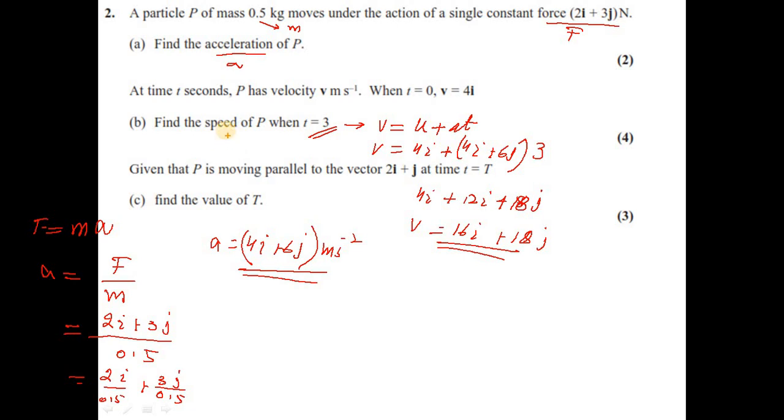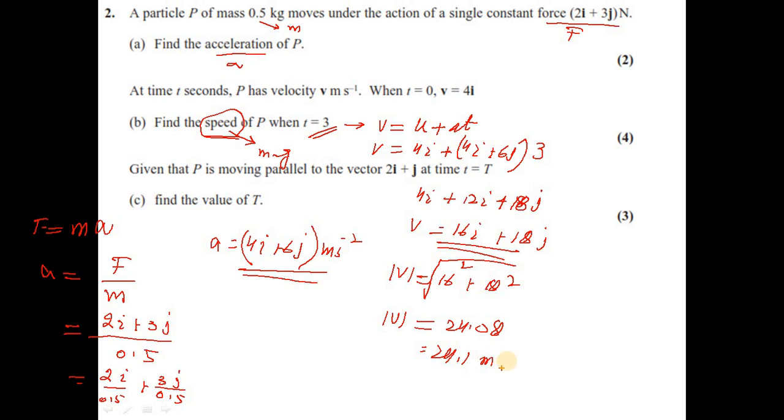But they are not asking to find the velocity, they are asking you to find the speed, and speed is the magnitude of velocity. So the speed is the magnitude, that means the square root of 16 squared plus 18 squared. So speed will be equal to 24.08, or 24.1 meters per second. This is the speed at t equal to 3.